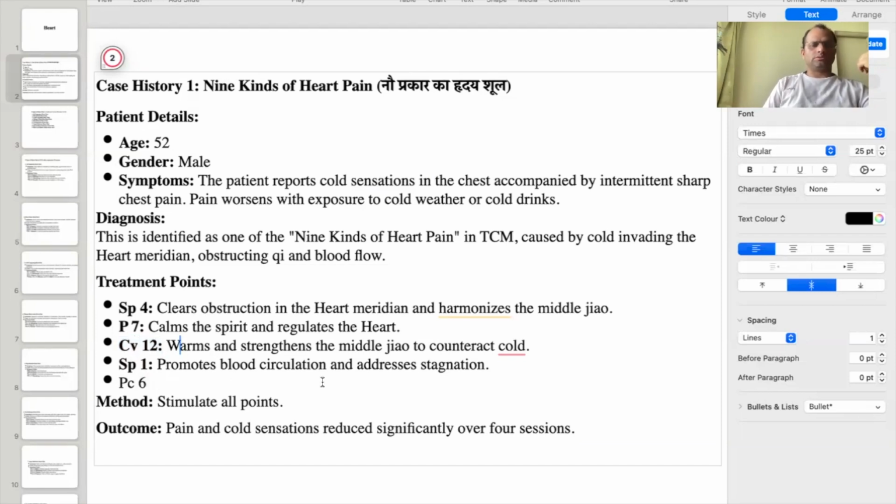And Spleen 1 is the point to promote circulation and very good for stagnation. So this is the protocol.